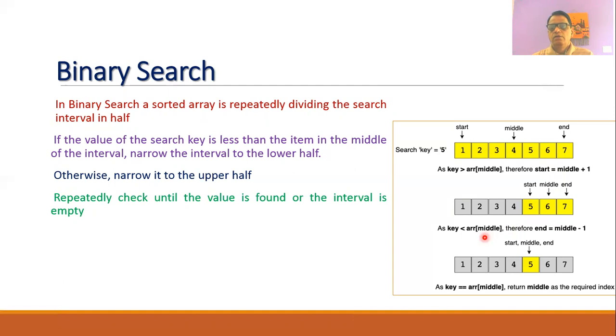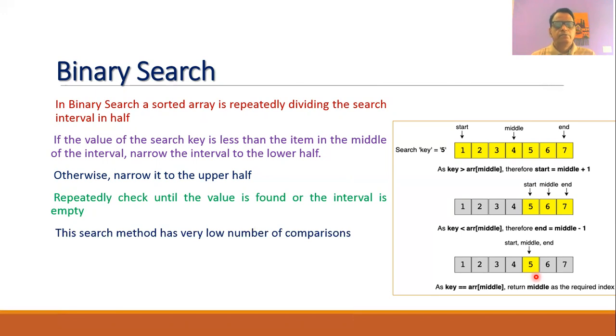Now, the search key is less than this value, because 5 is less than 6, and therefore we will check only the lower part of the search interval. The lower part of the search interval will consist of only one value, and we will check whether it matches, and if it matches in this case, we will announce the successful completion of the searching of the element.